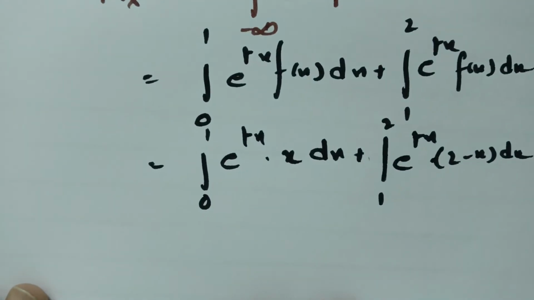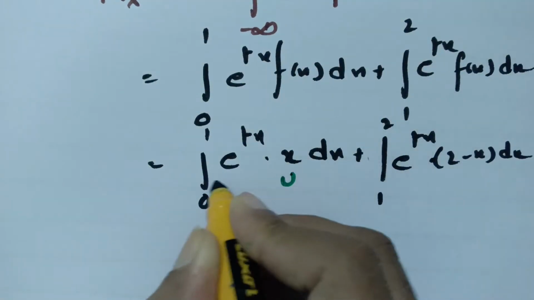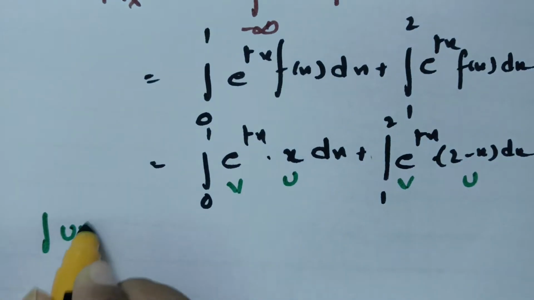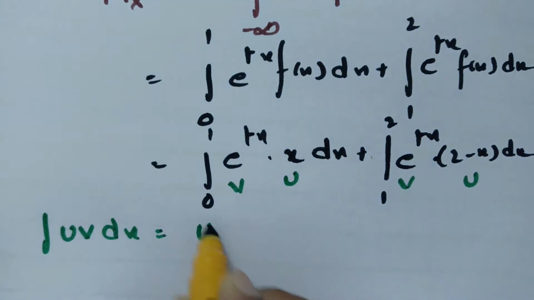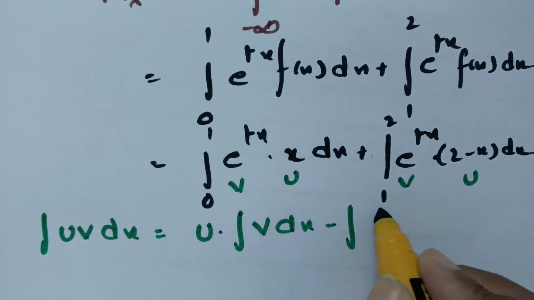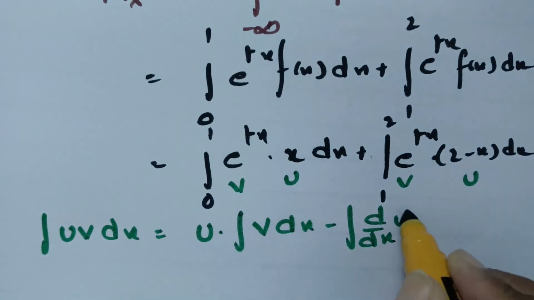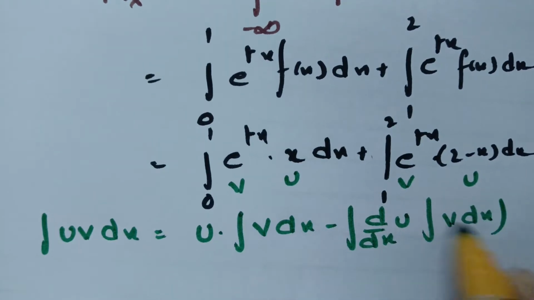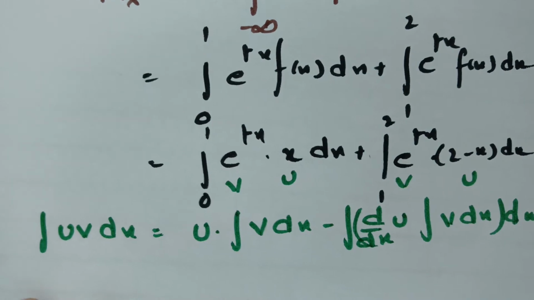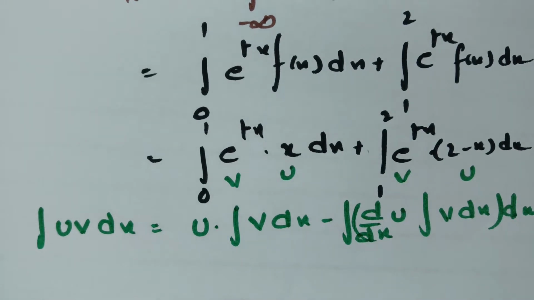And now we have to do integration by parts. So this is u and this is v, and here this is u and this is v. The formula is: integral of uv dx is nothing but u, which we leave as it is, times the integral of v, minus the integral of d by dx of u times the integral of v dx, whole dx. So this is the formula.